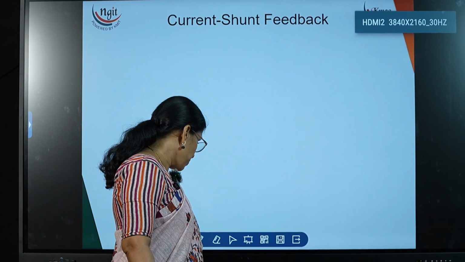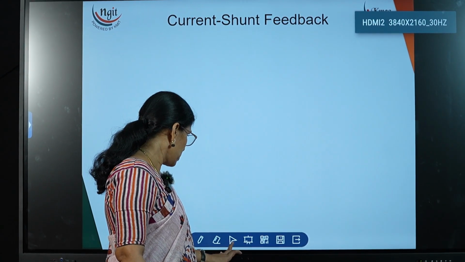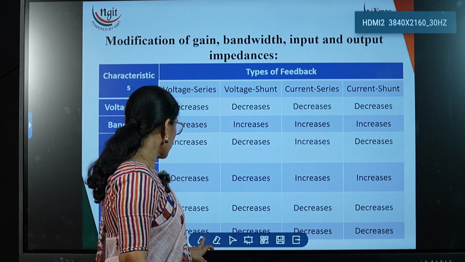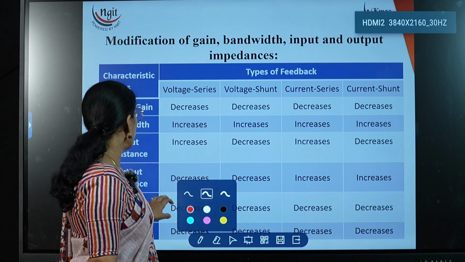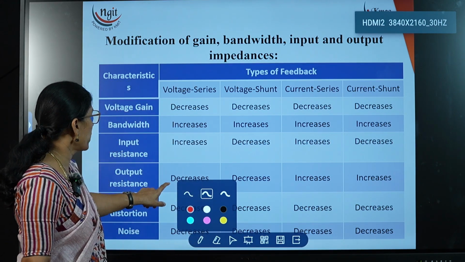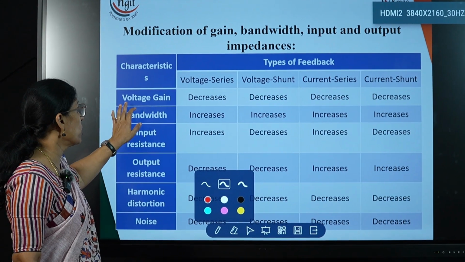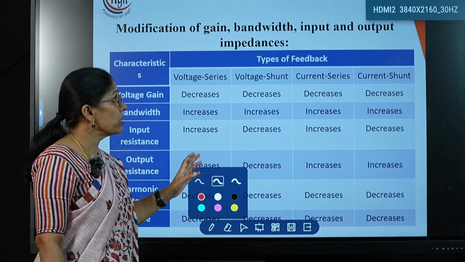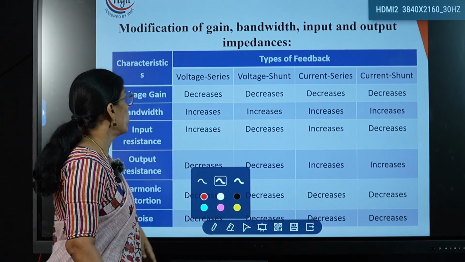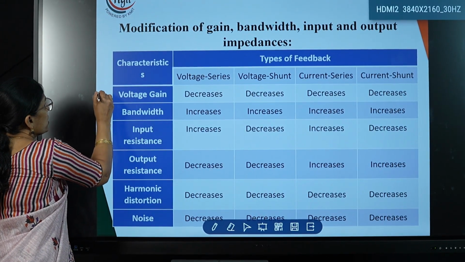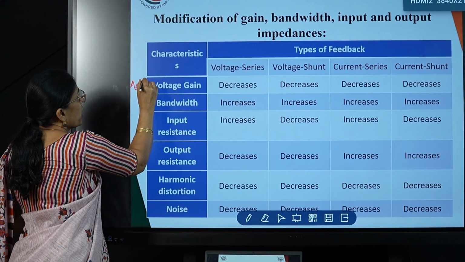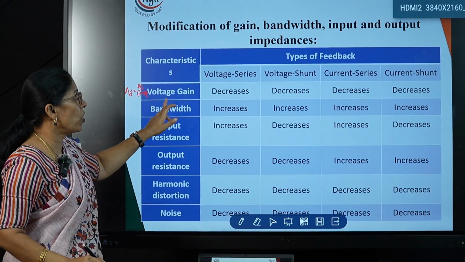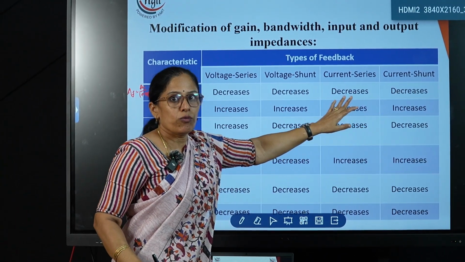Now we will see what happens after applying this feedback. So after applying different feedbacks, what happened to the different parameters, we will see here. Voltage gain, this voltage gain we have already derived, that is the same for all feedback networks. Voltage gain is what? Af is equal to A divided by 1 plus A beta. This is the same for all 4 different types of feedbacks.